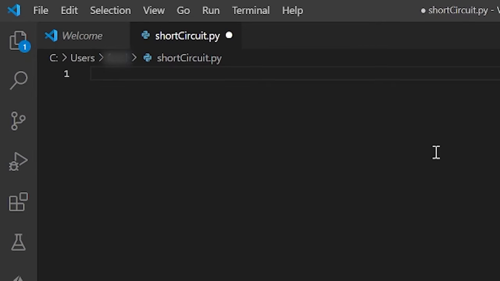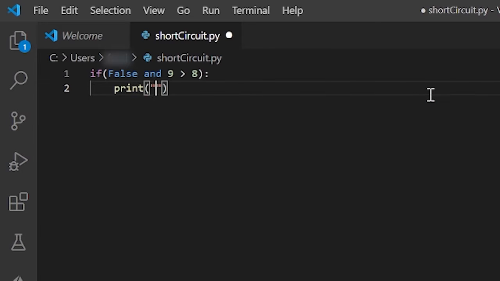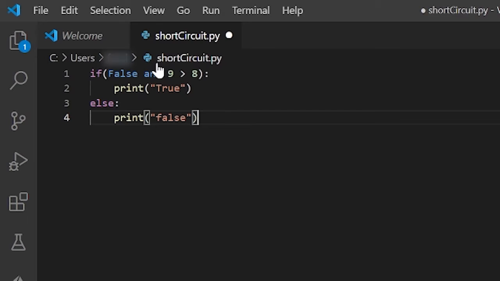Let's say I had if false and 9 is greater than 8, then print true, else print false. So we don't have to evaluate the second expression over here, 9 greater than 8. And the reason we don't have to do that is because of this AND operator right here. If one of the arguments is already false, it doesn't make sense for us to evaluate the other argument, knowing that both arguments have to be true in order for the if statement to run.